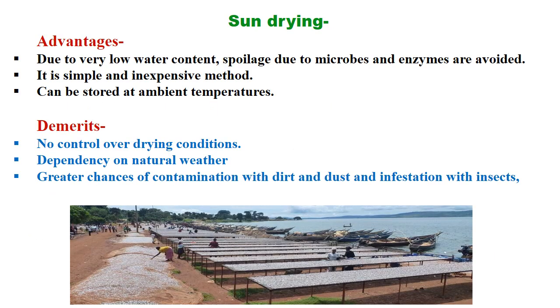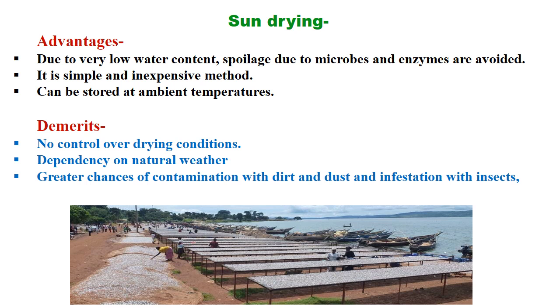Now let us see the advantages and disadvantages of sun drying. The advantage is that, due to very low water content, spoilage due to microbes and enzymes is avoided. It is a simple and inexpensive method, so the cost of drying is very less, and it can be stored at ambient temperature. So these are the advantages of sun drying, and the disadvantage is no control over drying conditions.